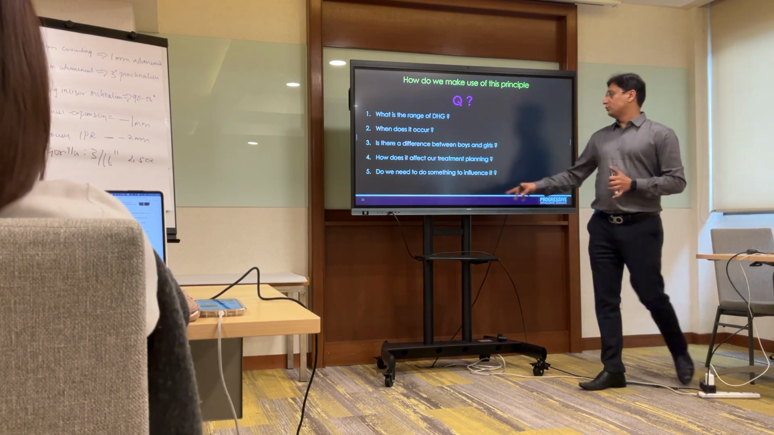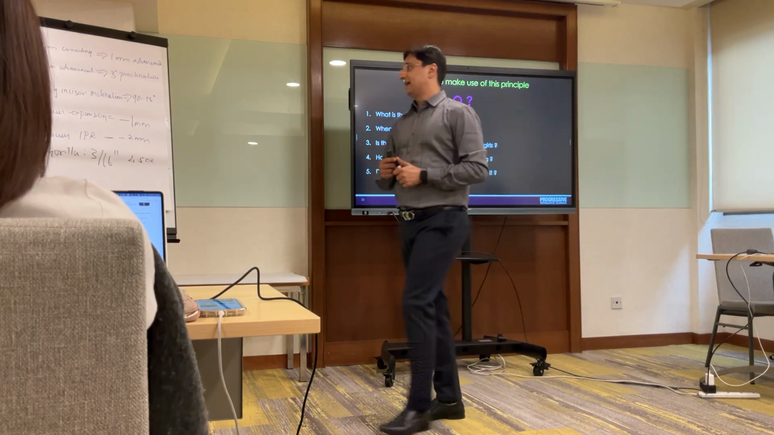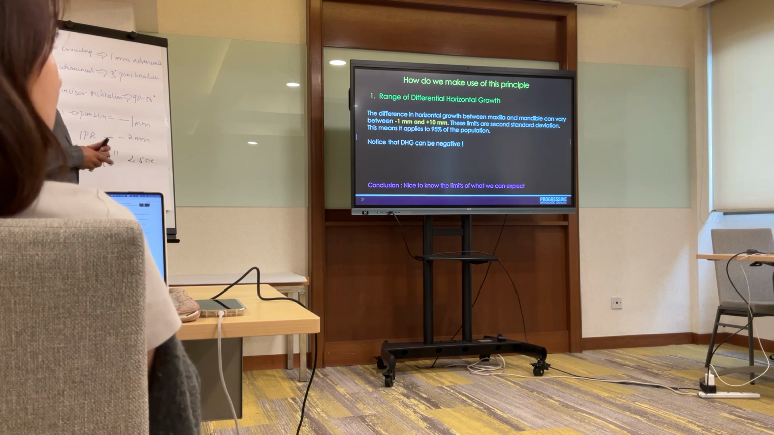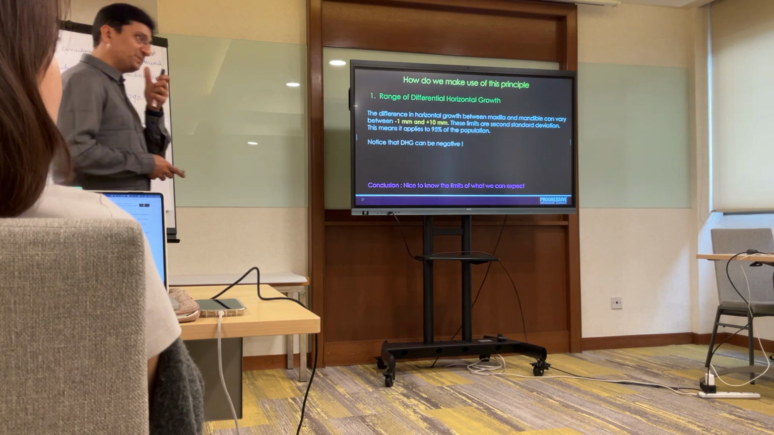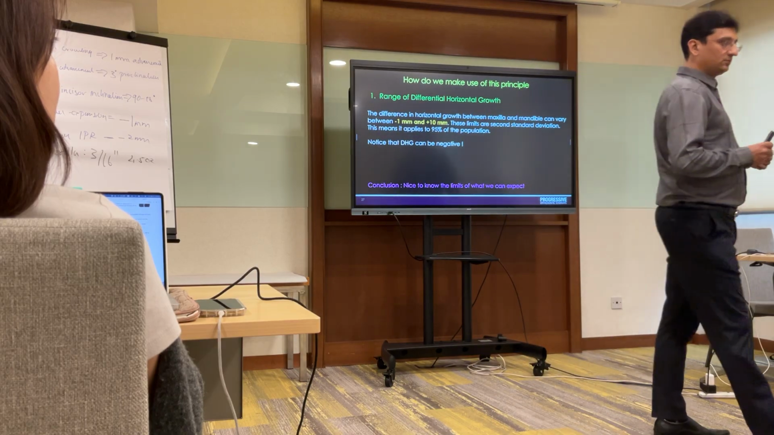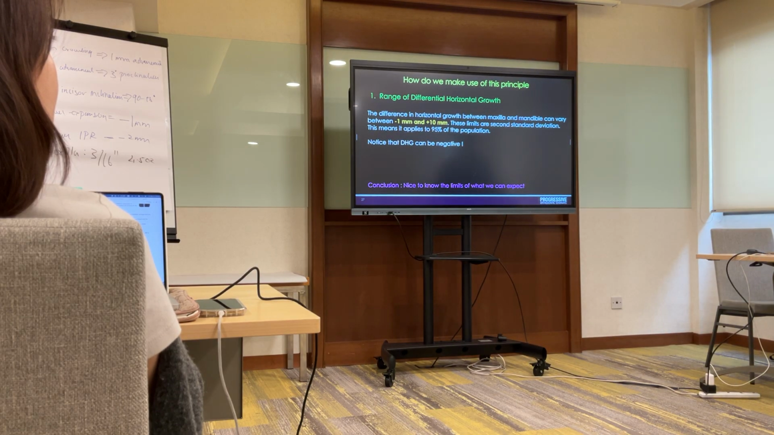Do we need to do something to influence it? Yes, we have to create disocclusion. When you say phase 1 for class 3, the face mask that you were told to use, you use it for 2 years without braces, not even before. Not 2 years, longer.